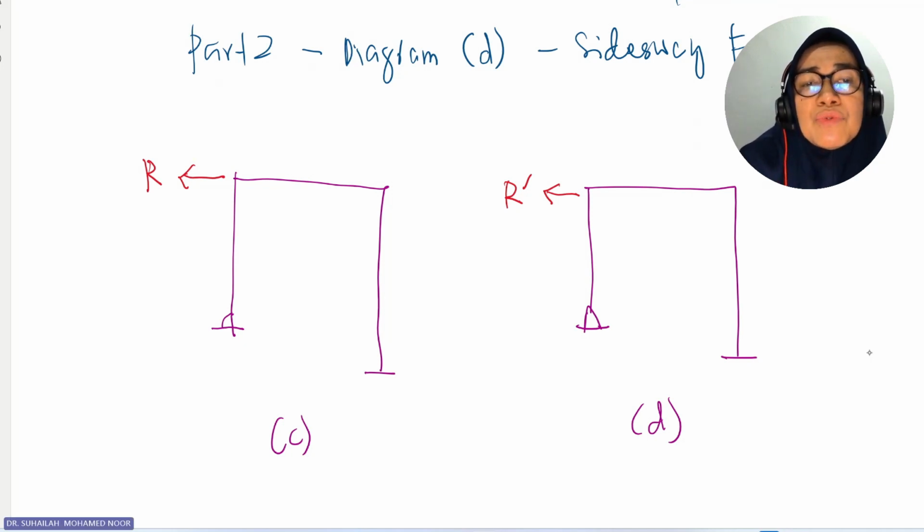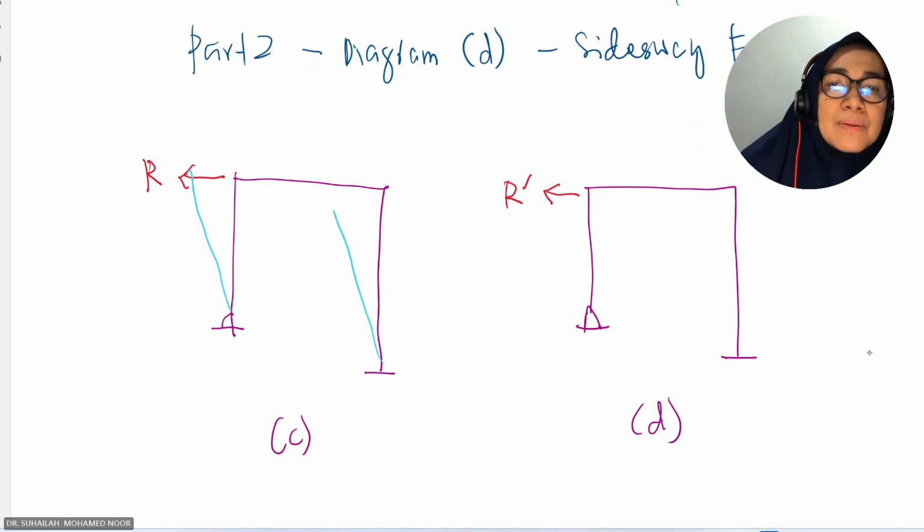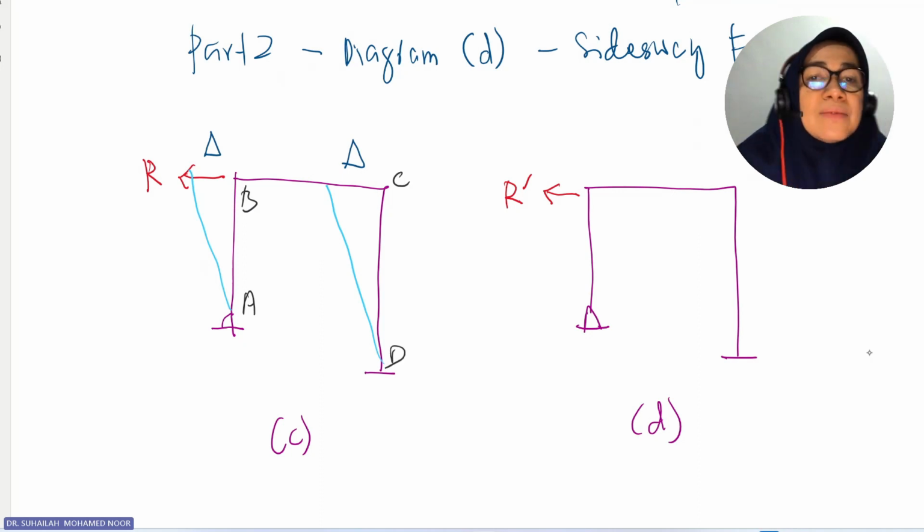Okay, and due to R, we measure the delta. The delta is at B and C. Okay, so this is A, B, C, and D. The side sway frame due to R is moving towards the left direction. So delta occurs at B and C, with a similar value for B and C, which is delta. So in diagram D, the same thing also occurs.